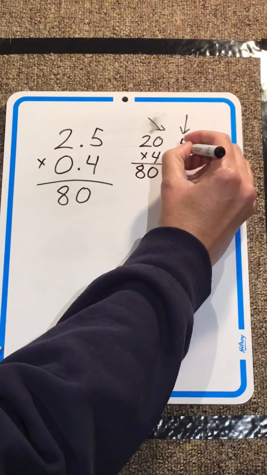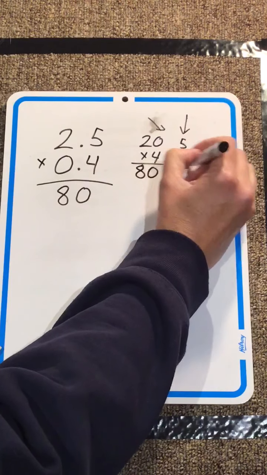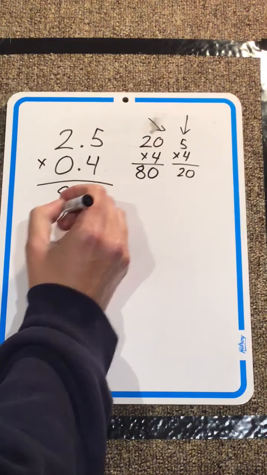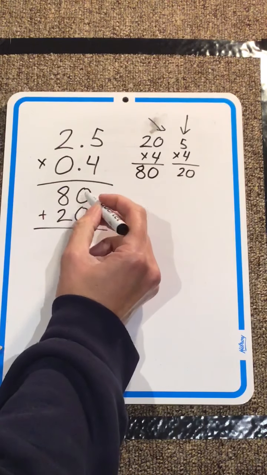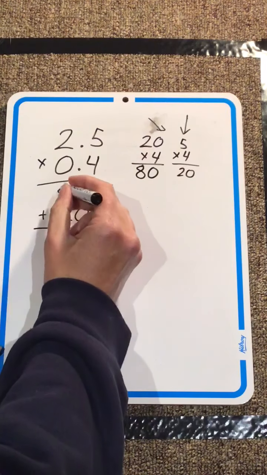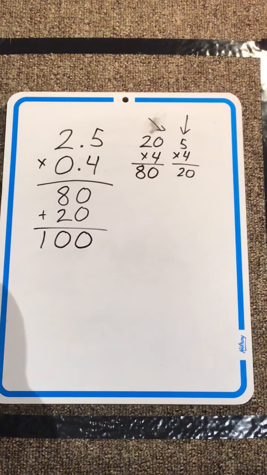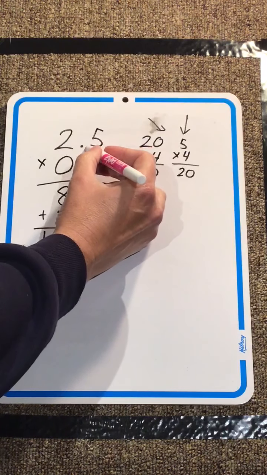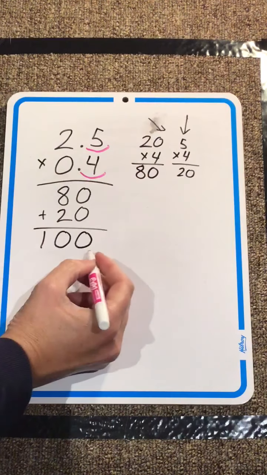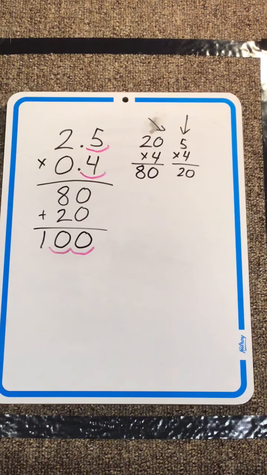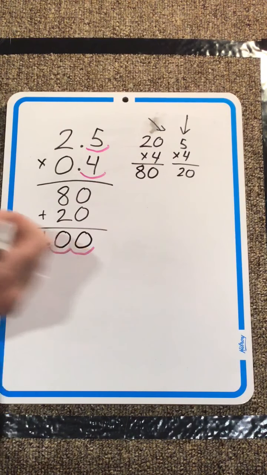Straight down, we've got 5 times 4. That's 20. Put that in here. Then we've got to add those together. 0 plus 0, I like that math. 8 plus 2, 10. Okay, and now it's decimal point time. So in our question, let's go hopping once, twice. So that means in our answer, we have to go once, twice, and put our decimal point in here.